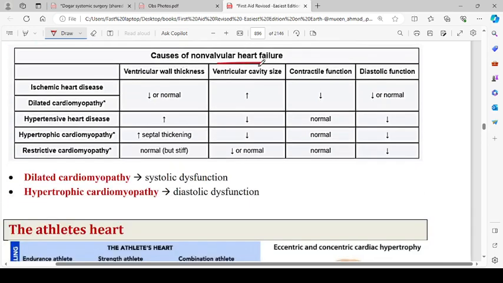Causes of non-valvular heart failure. So, these are the non-valvular heart failure causes: ischemic heart disease, dilated cardiomyopathy, hypertensive heart failure, hypertrophic cardiomyopathy, and restrictive cardiomyopathy.